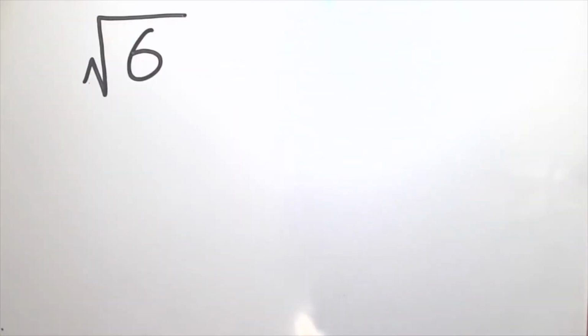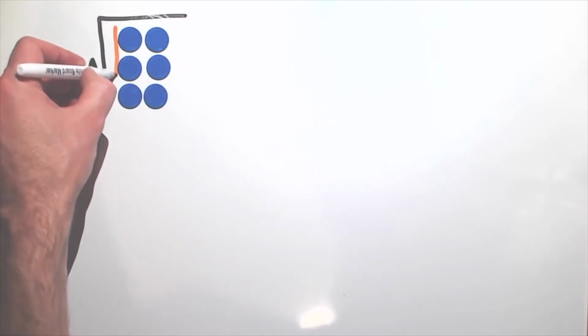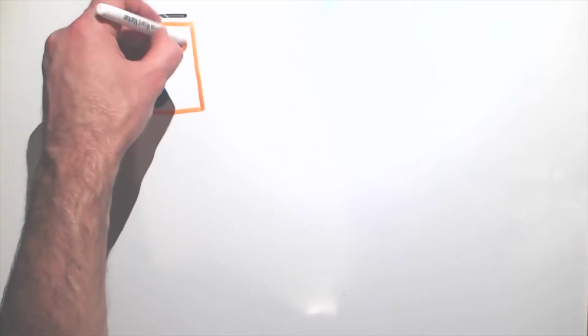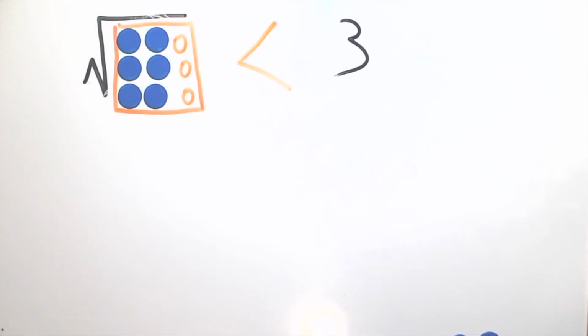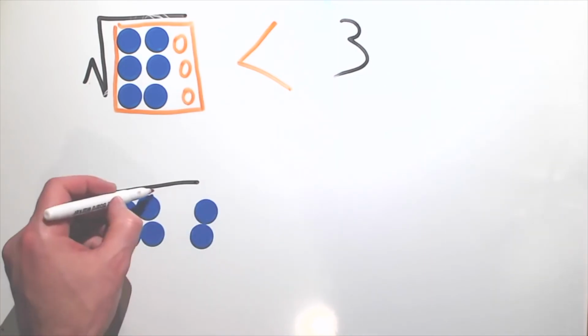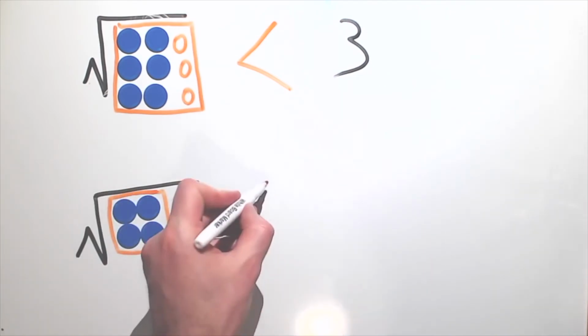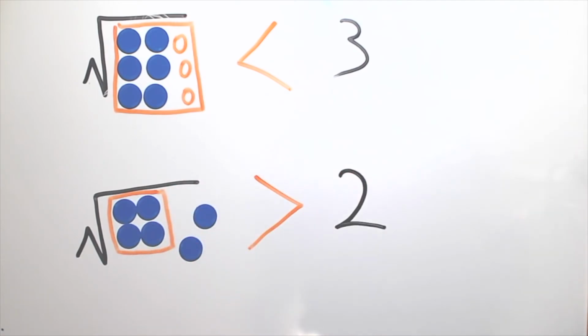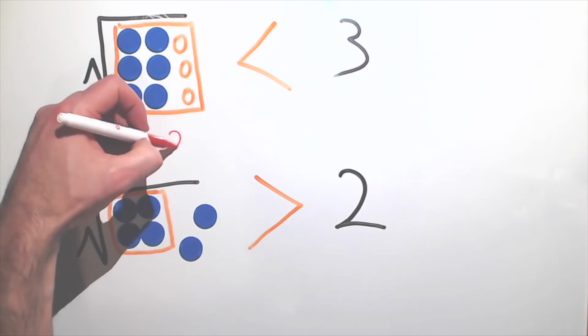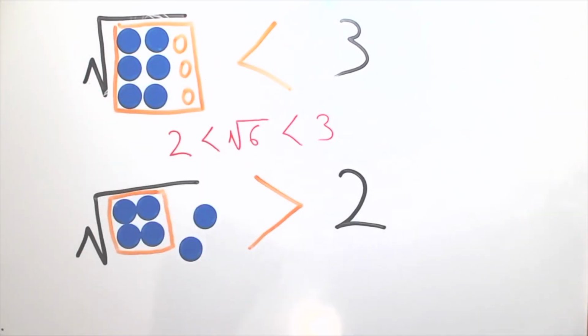What about 6? We can try forming 6 counters into a square, but it doesn't quite go evenly. Therefore, we know that the answer isn't a whole number. We can even find out which two whole numbers the answer lies between. We can see that we would need another 3 counters to get to the next perfect square of 9, so the square root of 6 is less than the square root of 9, so it's less than 3. We can also see that the largest complete square that we can make uses 4 counters with a few left over, so the square root of 6 is also greater than the square root of 4, so it's greater than 2. Therefore, we know that the square root of 6 lies somewhere between 2 and 3.